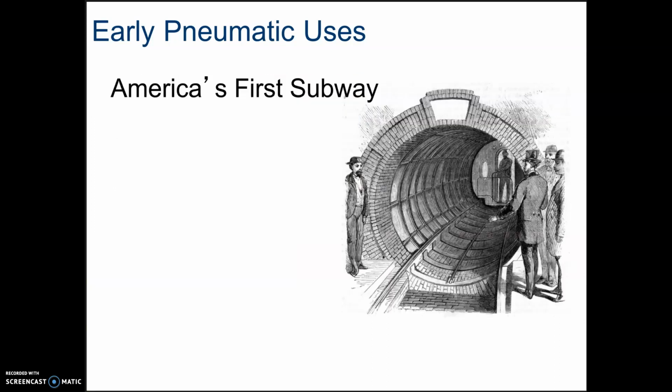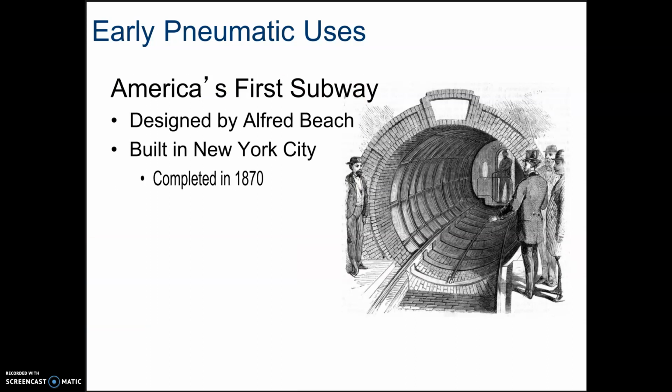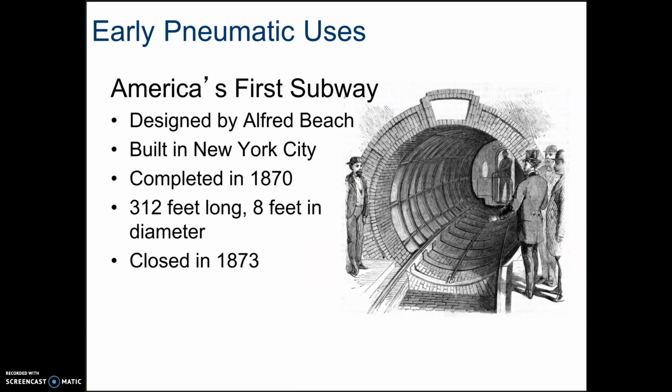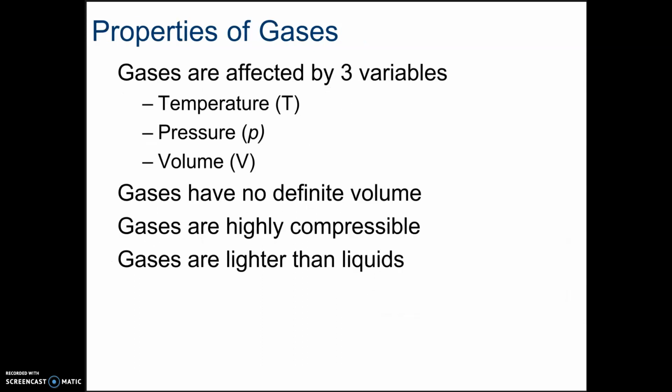Okay, America's first subway, designed by Alfred Beach, was built in New York City and completed in 1870. It was only 312 feet long and 8 feet in diameter. It used pneumatics within its system, but unfortunately closed in 1873 shortly after.